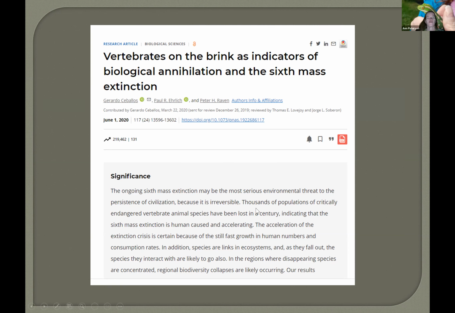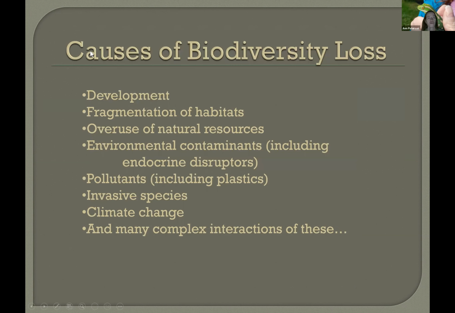And that's why I thought this was worth including. So, causes of biodiversity loss include things like human development, developing over habitats, fragmentation of habitats, like when you put a road through an area so that the animals can't pass through it, overuse of natural resources in various ways, like large amounts of logging or overfishing or things like that.